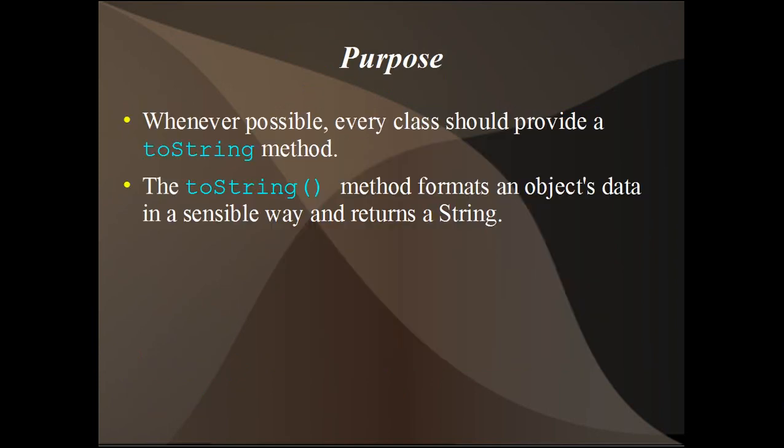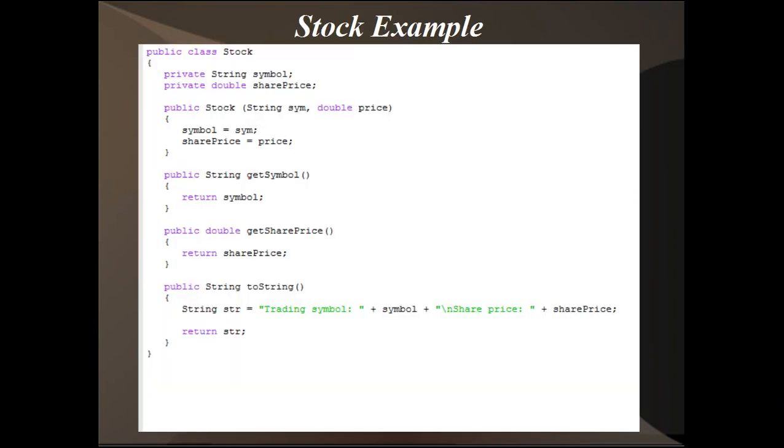Whenever possible, every class should provide a toString method. The toString method formats an object's data in a sensible way and returns a string. This is an example of a stock class. As you can see, the toString method at the bottom returns any variable you wish to view at a certain state and time of that object.